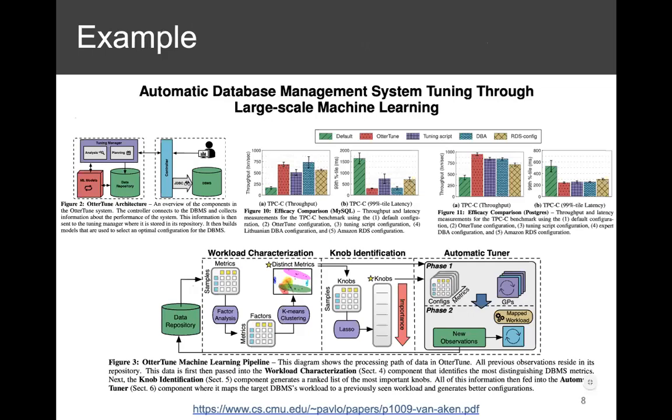Some examples of research papers that look at the space. So this is a paper from Professor Andy Pavlov's group in Carnegie Mellon. They have this system that has a pipeline where they basically try to use machine learning methods to achieve better throughput for transaction queries. So it's the TPC benchmark queries. You can have a look at the paper if you're interested. The link is down there.